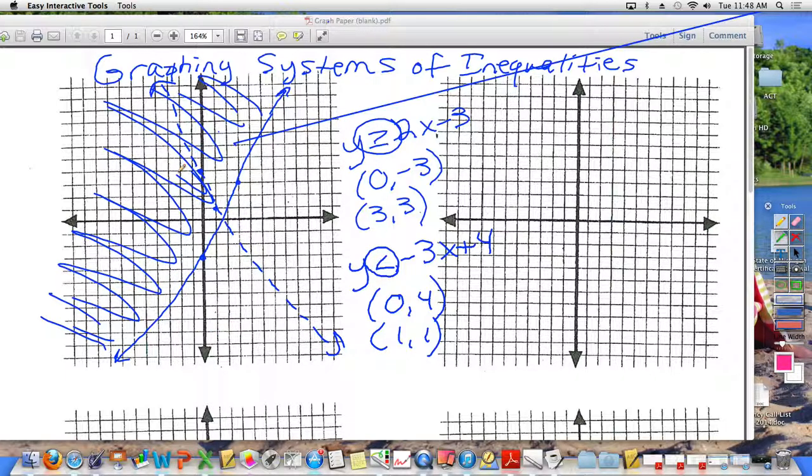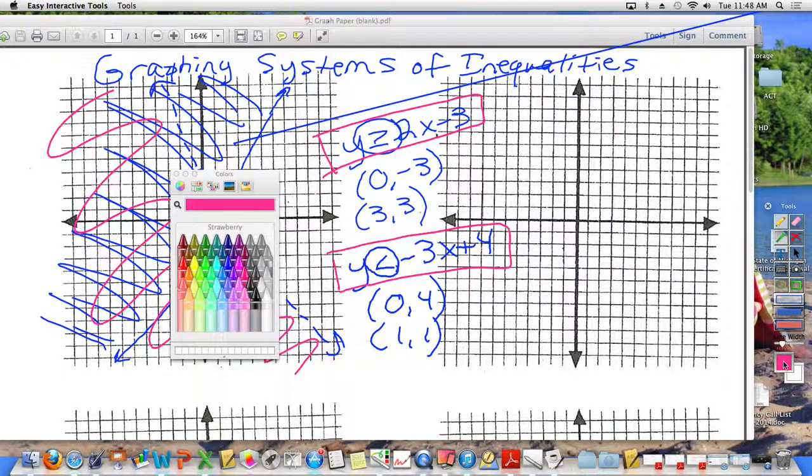Below the line in this case is all of this region, underneath the line. So the area that we are talking about in this system of inequalities, in other words, the part of the graph that fits both the first inequality and the second inequality, is the part that is shaded in both blue and in pink.